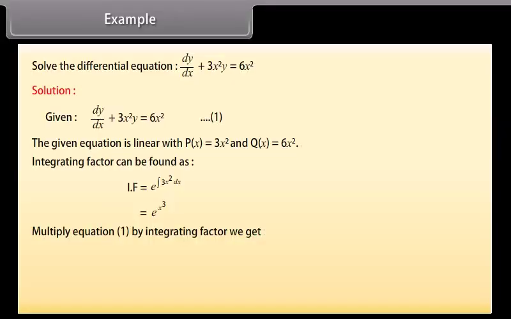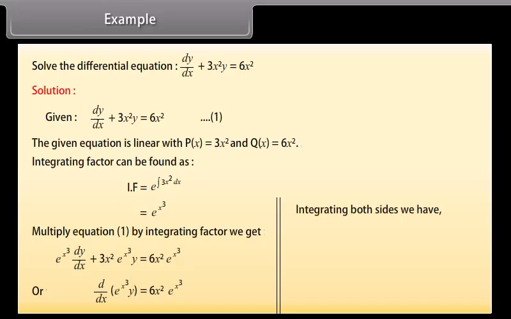Multiply equation 1 by the integrating factor, we get e^(x³) dy/dx + 3x² e^(x³) y = 6x² e^(x³), or d/dx of (e^(x³) y) = 6x² e^(x³).